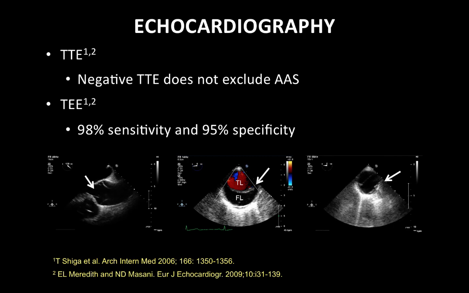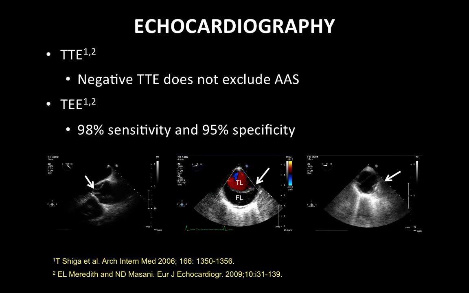That takes us to echocardiography. Echocardiography has a very important role to play in the workup of patients with suspected acute aortic syndromes. Echocardiography is portable, it's inexpensive, and in the case of transthoracic echocardiography, it's non-invasive.